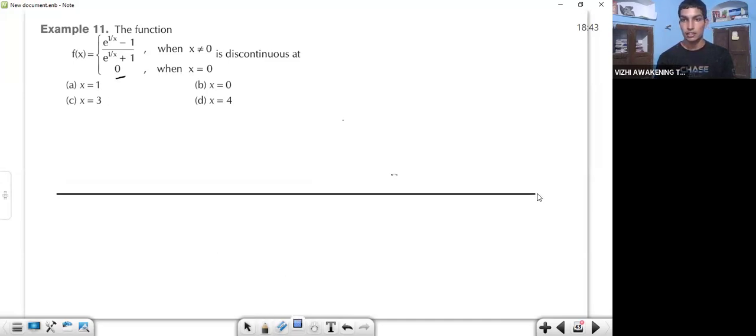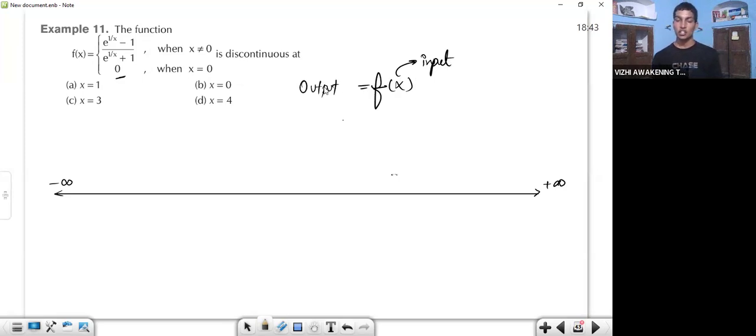Let us consider this is a number line, starting from -infinity and going to +infinity. What is a function? Here we are inputting something, and the function will give us some output. It is like a machine: we give some input, and then it provides some output.